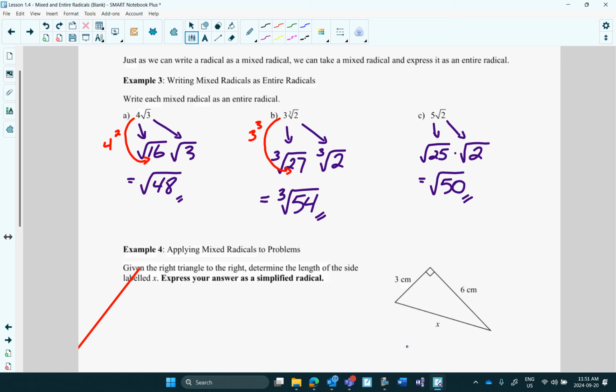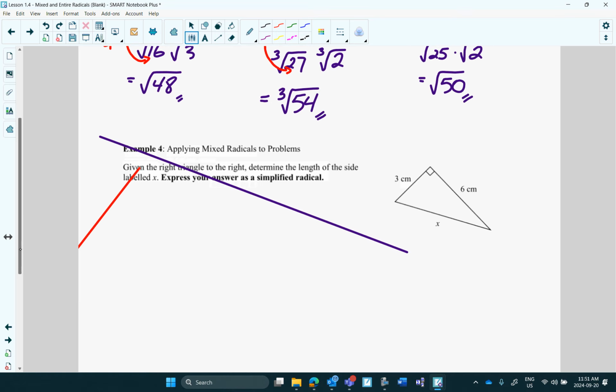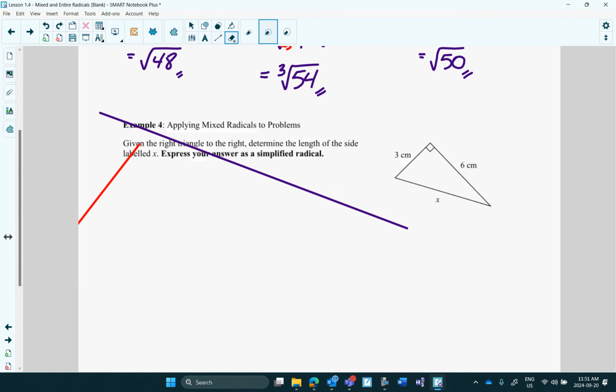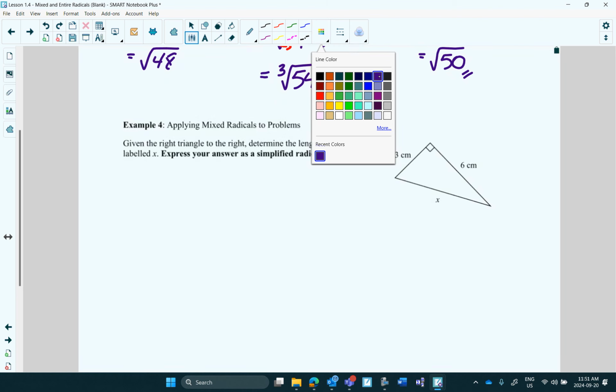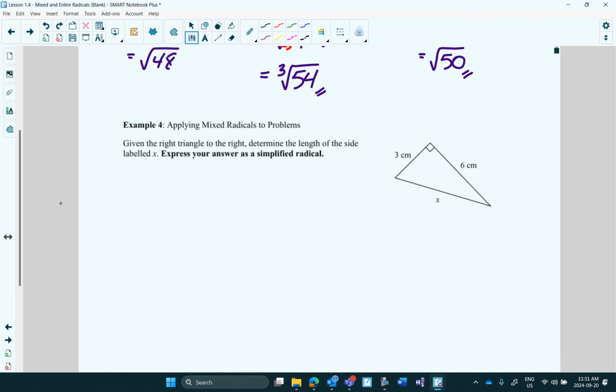Okay, so what kind of problems have we done that involve square roots? Well, one is Pythagoras. We should be familiar with Pythagoras. What is the formula for the Pythagorean theorem? Where A and B mean, what do they represent? What do A and B represent on the triangle?